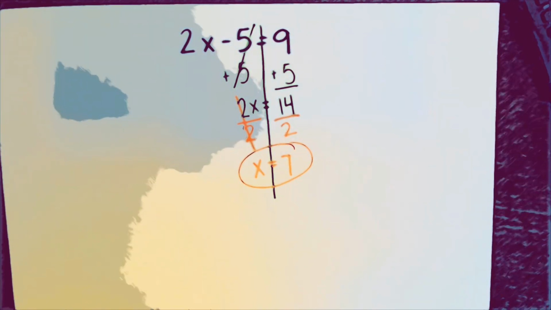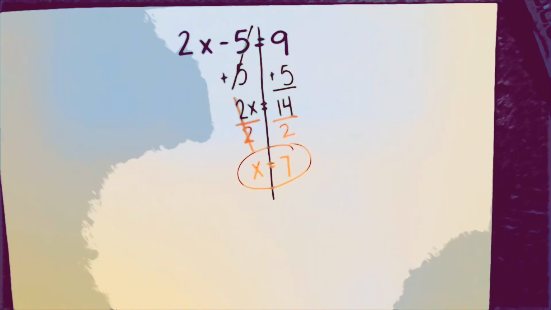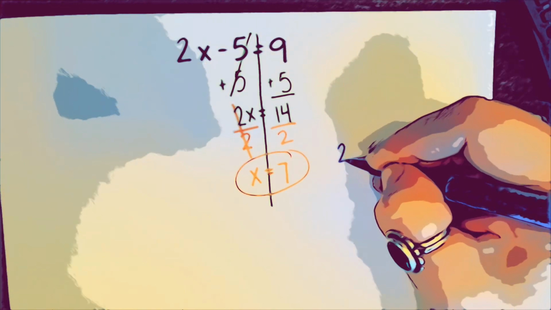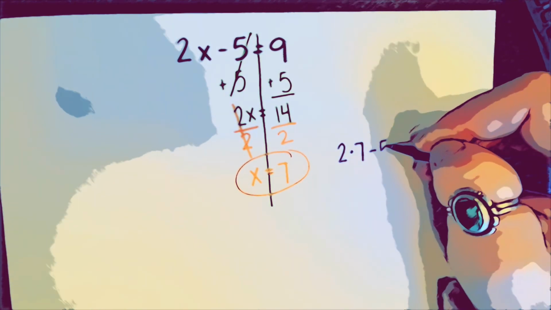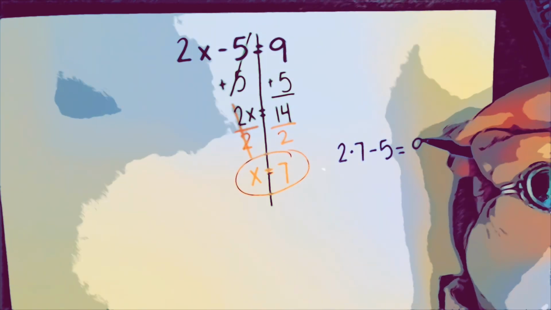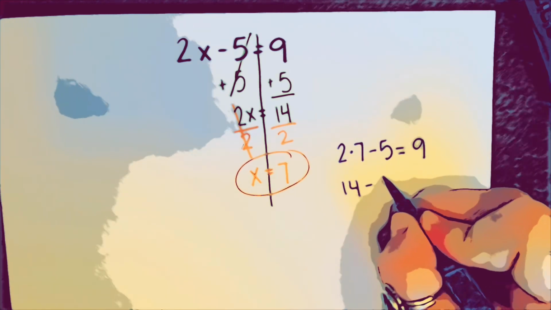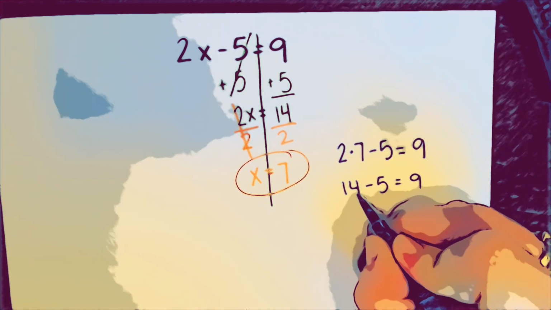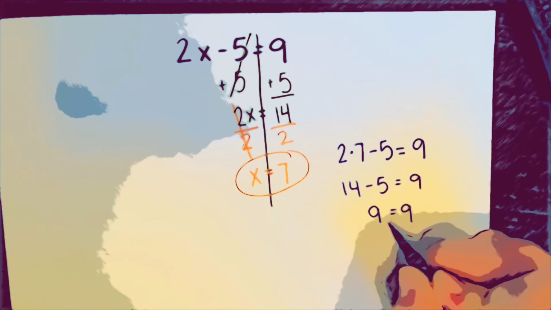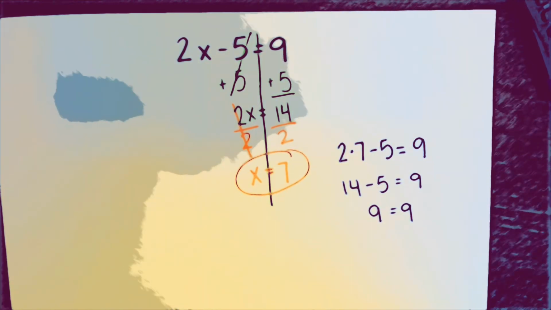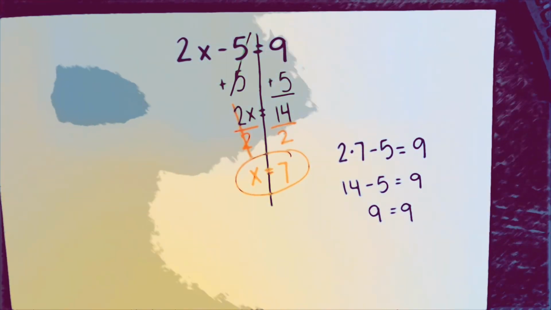And so right now I have the letter x being multiplied by 2. So I'm going to rewrite that, and we're going to say 2 times 7 minus 5 equals 9. 2 times 7 is 14. Bring down my minus 5 equals 9. And 14 minus 5 is in fact 9. 9 does equal 9. So both sides are equal to each other. That means that our x does equal 7 because this is true. Well done, us.